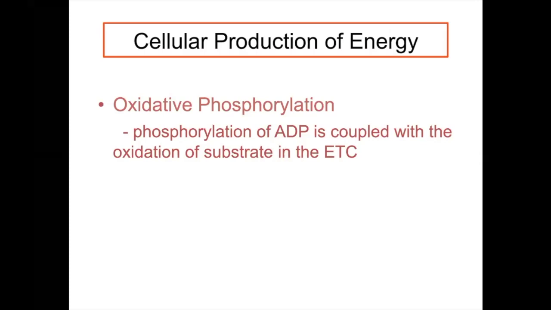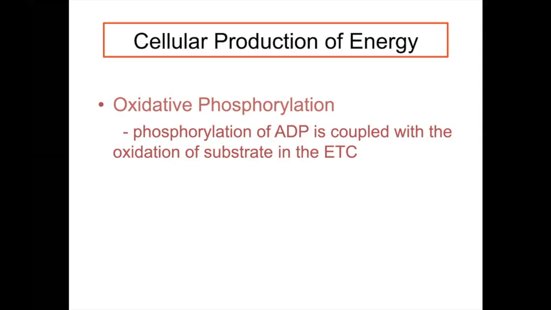So how do you differentiate substrate level versus oxidative phosphorylation? In substrate level phosphorylation, ADP is phosphorylated, but this is coupled to the breakdown, exergonic breakdown of a high energy compound. And what about oxidative phosphorylation? The phosphorylation of ADP is coupled to the electron transport chain.